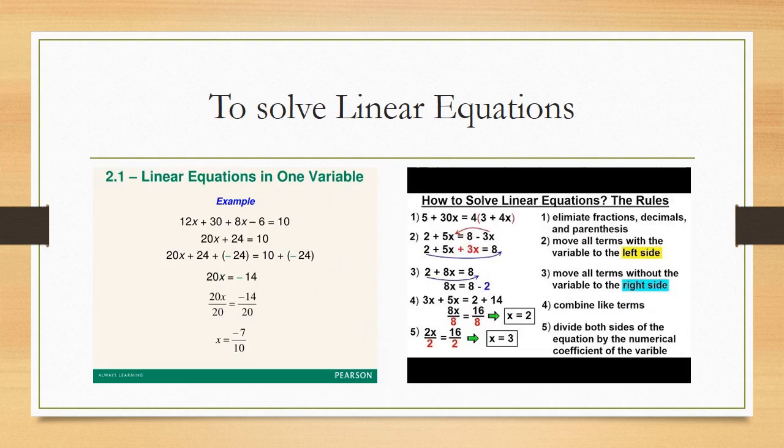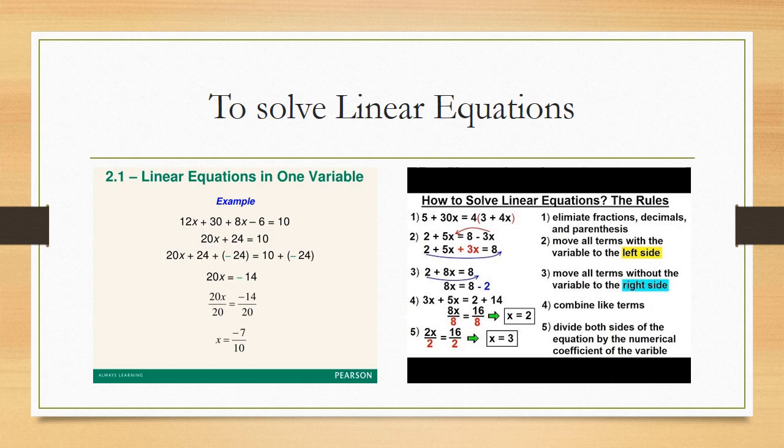To solve linear equations in one variable: 12x plus 30 plus 8x minus 6 is equal to 10. Solving the left hand side, we get 20x plus 24 is equal to 10. 20x is equal to 10 minus 24. 20x is equal to minus 14. x is equal to minus 14 upon 20, that is minus 7 upon 10.